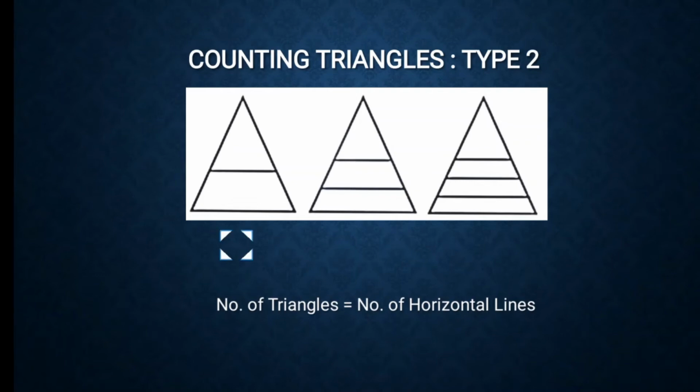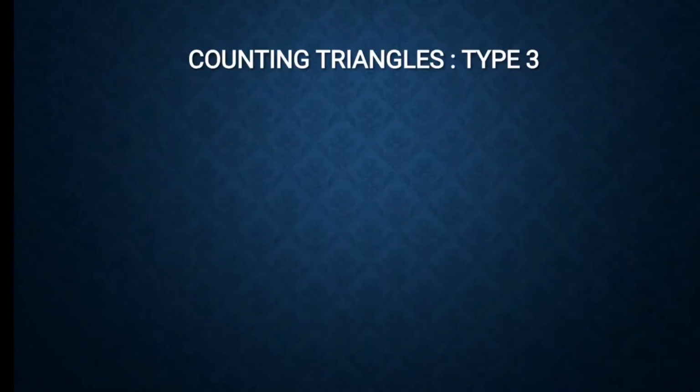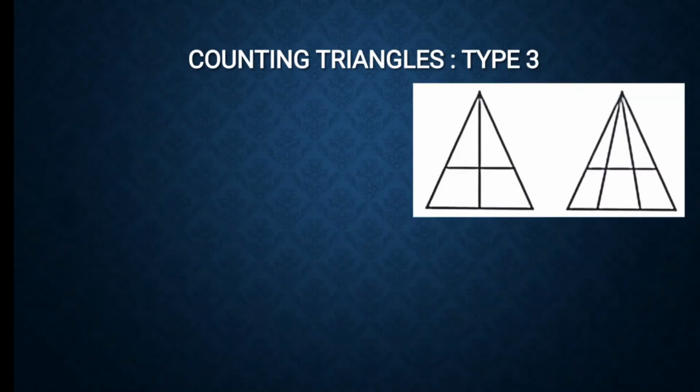So in the first case the number of horizontal lines is 2. In the second case the number of horizontal lines is 3, and in the third case it is 4. So the number of triangles is 2, 3 and 4. It is as simple as that. Now in the third type I have a combination of vertical and horizontal division. Here, as you can see in the figures, the triangles are vertically divided as well as horizontally divided.